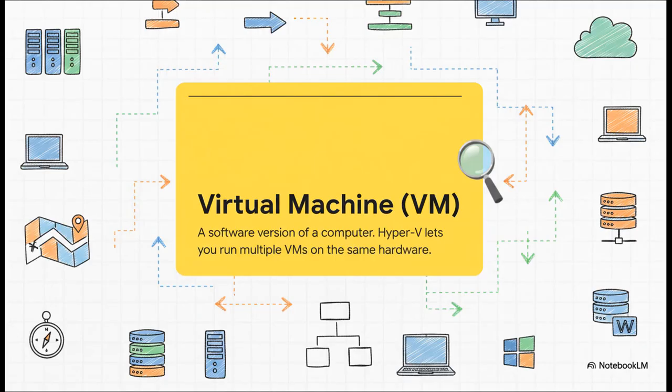So what even is a VM? Think of it like a computer living inside another computer. It's a software version of a real machine, and it lets you run a bunch of different operating systems on just one physical server. It's incredibly powerful stuff, but yeah, it comes with its own set of rules.